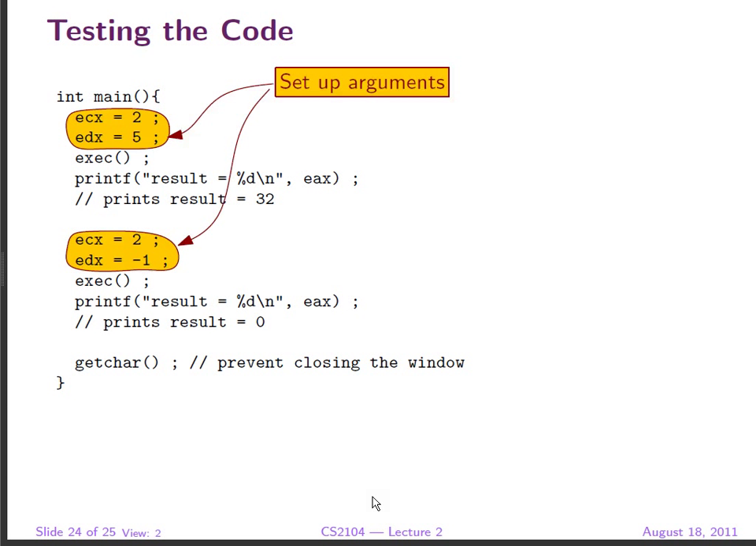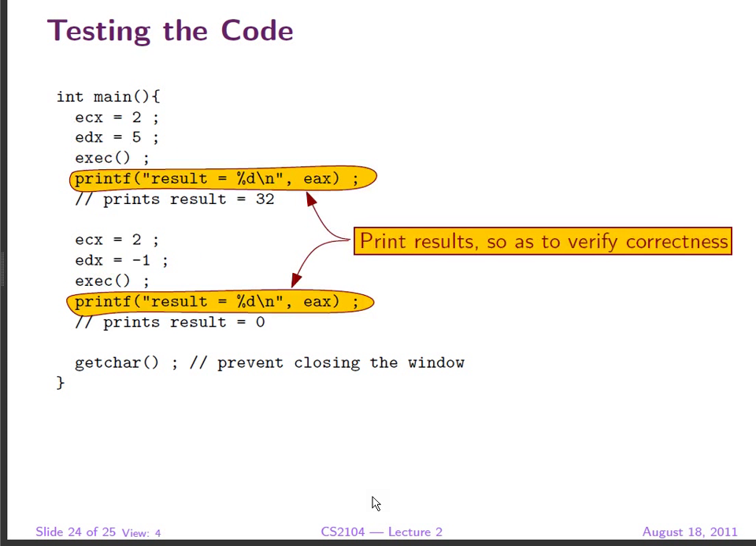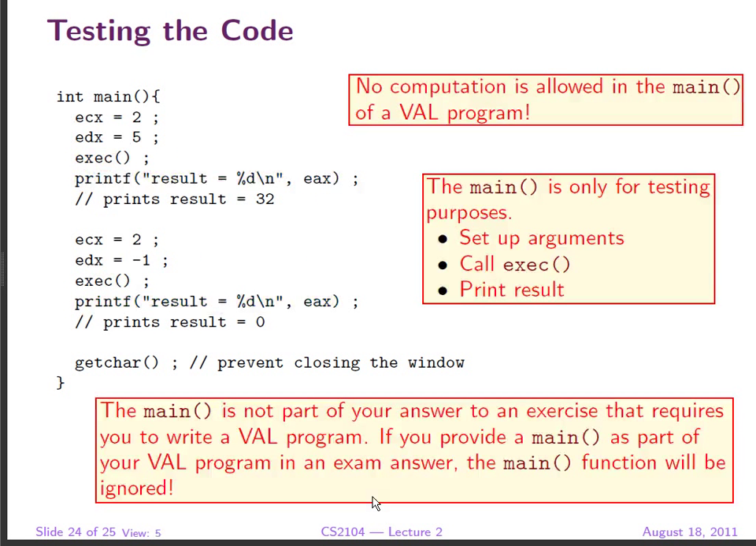Okay, so this is what the code does. Set up arguments, perform computation, print results. Okay, so remember, don't try to cheat by putting stuff related to computation outside of the exec. All right.